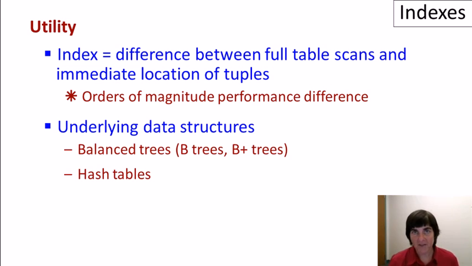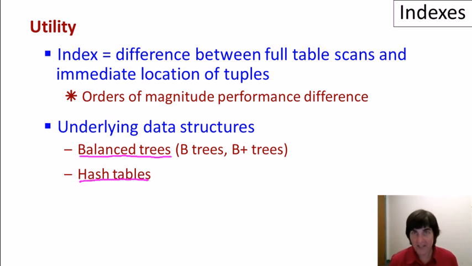Now, I mentioned that we're not covering the implementation of indexes in this video, but it is important to understand the basic data structures that are used. Specifically, there are two different structures. One of them is balanced trees, and the instantiation of that is typically what's called a B tree or a B plus tree, and the other is hash tables.